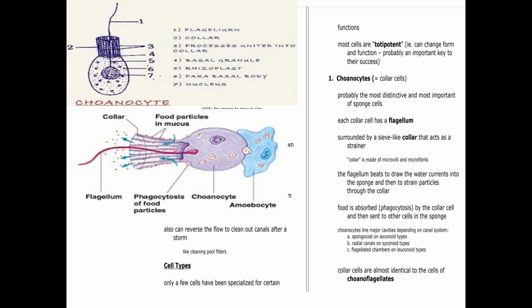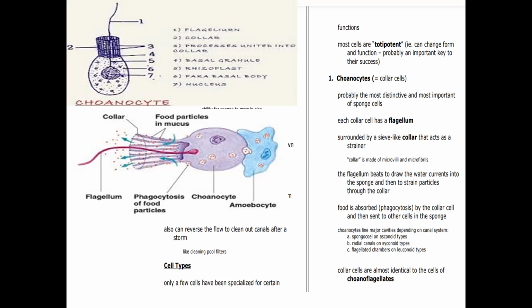The distribution of choanocytes depends on the canal system. In the whole spongocoel of the asconoid type, choanocytes are present. But in the syconoid type of canal system, the choanocytes are restricted to the radial canals only. They are not found throughout the lining of the spongocoel. And in the leuconoid type, choanocytes are restricted only to the flagellated chambers.